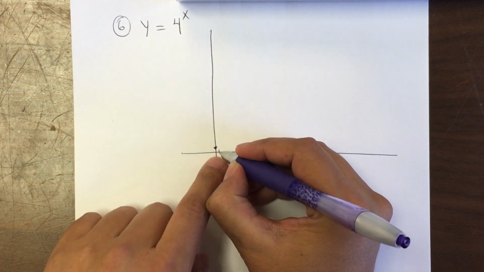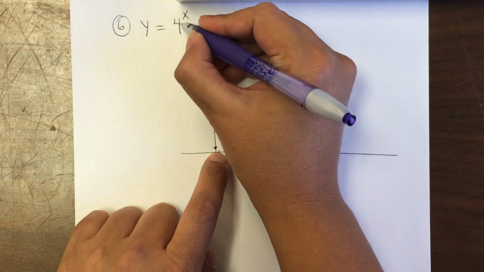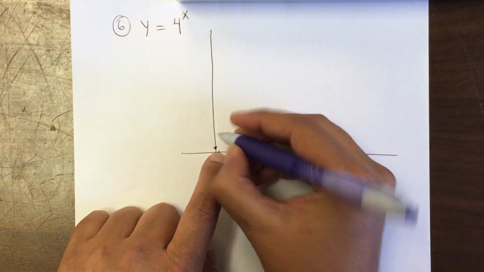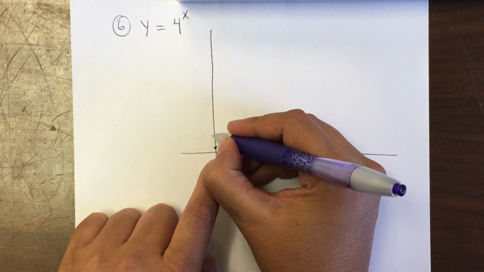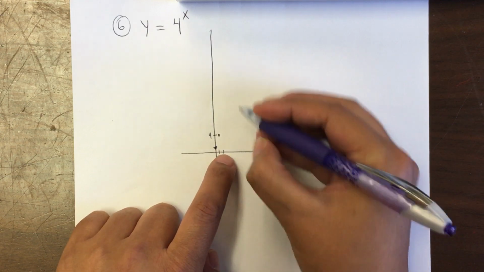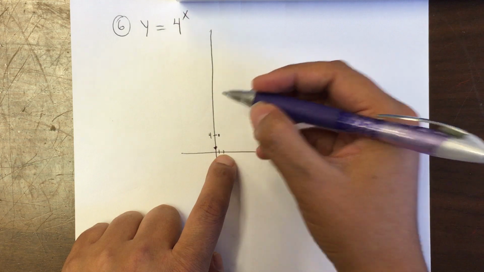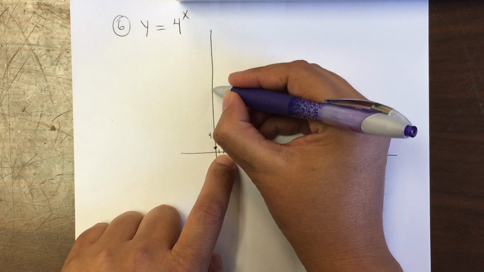4 to the first power, right? If x is 1, then the y will be 4 to the 1, which is 4. So about here. 4 to the second power, that would be 4 times 4, which is 16.